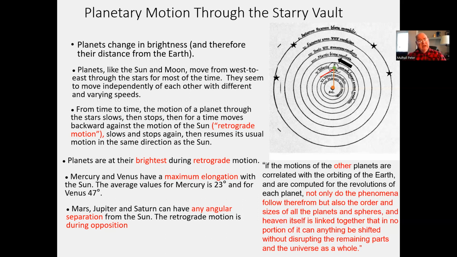But this statement here, I think, is very, very powerful: not only do the phenomena follow therefrom, but also the orders and the sizes of all the planets and spheres. Remember, the spheres being the size of the different circles. And the heavens themselves are linked together, so that no portion of it can be shifted without disturbing the remaining parts in the universe as a whole. He makes a very, very powerful claim for his theory.